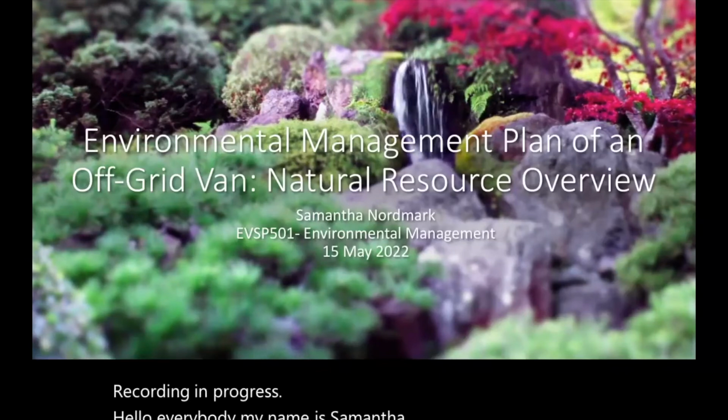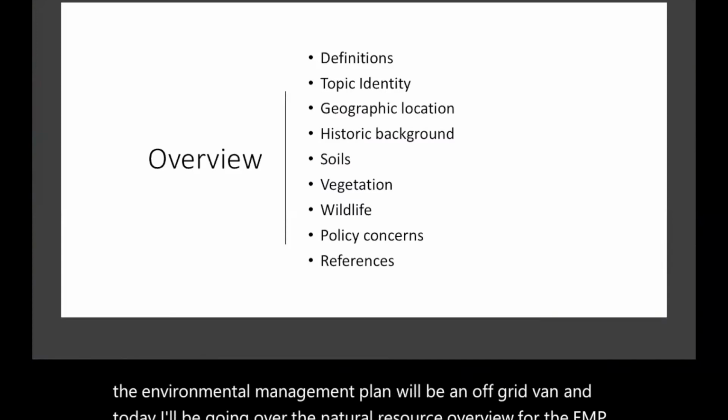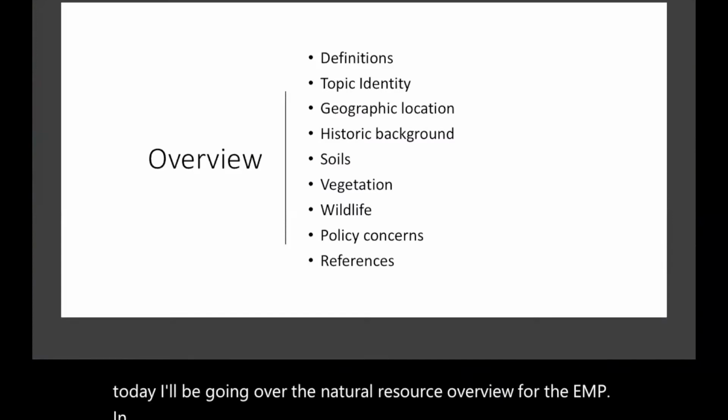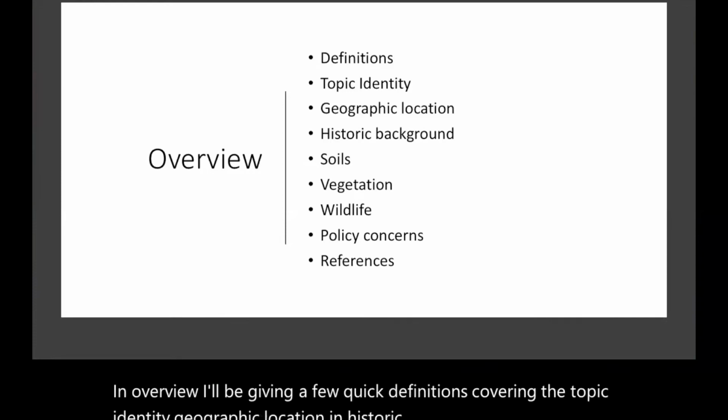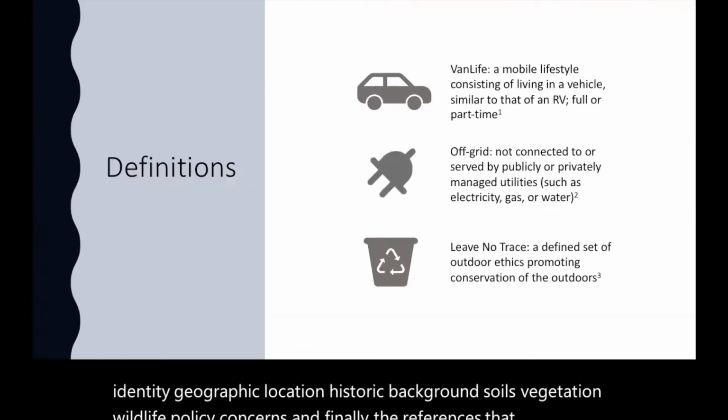My topic for the environmental management plan will be an off-grid van, and today I'll be going over the natural resource overview for the EMP. In overview, I'll be giving a few quick definitions covering the topic identity, geographic location, historic background, soils, vegetation, wildlife, policy concerns, and finally the references that helped me complete the project.